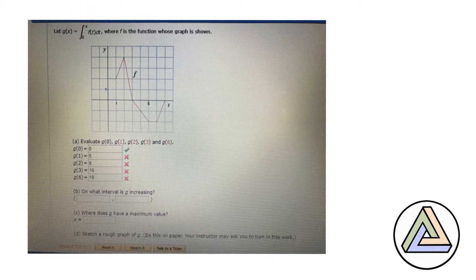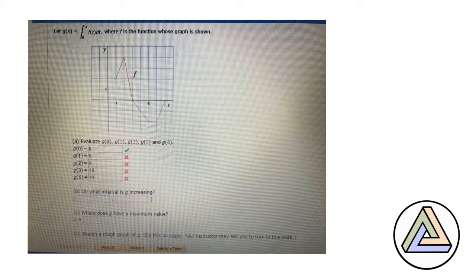Okay, so the next problem is this. G of x equals integral blah blah blah, where f is the function whose graph is shown. Evaluate g of 0, g of 1, g of 2, g of 3, g of 6. So good job, my dear student, for getting g of 0. And let's look at, of course, what went wrong with these guys.